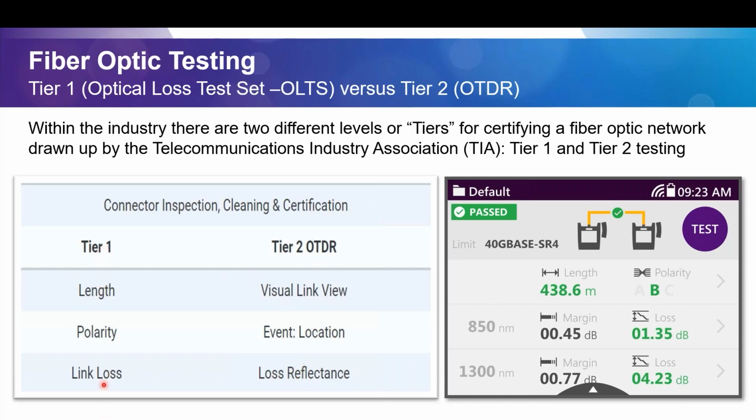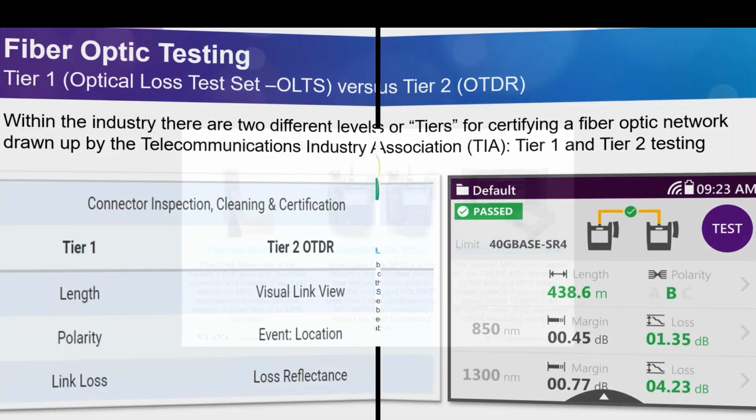So tier 1, you have to certify. If you're doing a new installation, if you're a contractor doing an installation, you have to do tier 1 certification. If it fails, then you do tier 2 certification. So again, tier 1 is length, loss, and polarity.